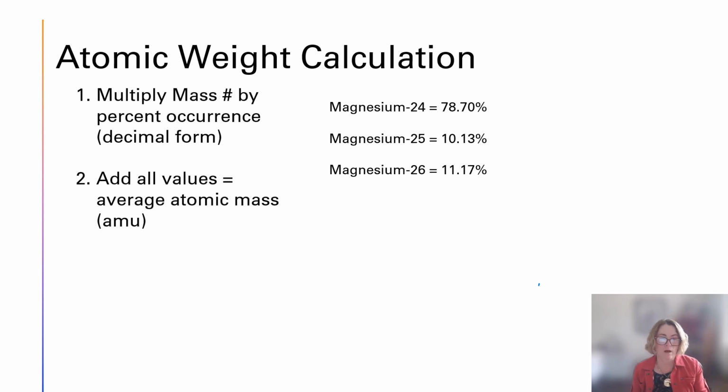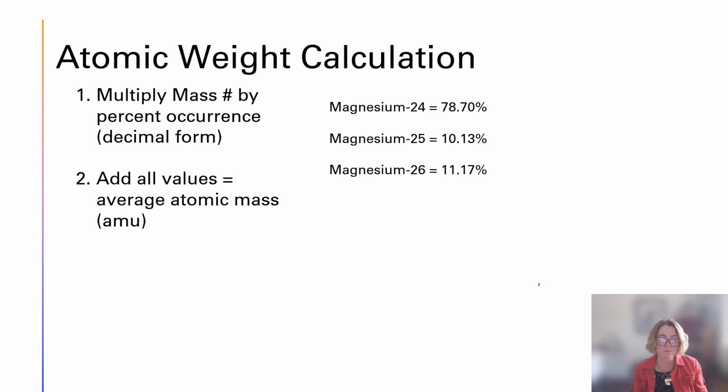Okay, so here we're going to do an example on how to calculate the atomic weight when you are given percent abundances of each different atomic mass for each isotope. There are two steps to doing this. The first is to multiply the mass number by the percent occurrence in decimal form, and then you take all of those values and you add them together to get you the average atomic mass in terms of AMUs.